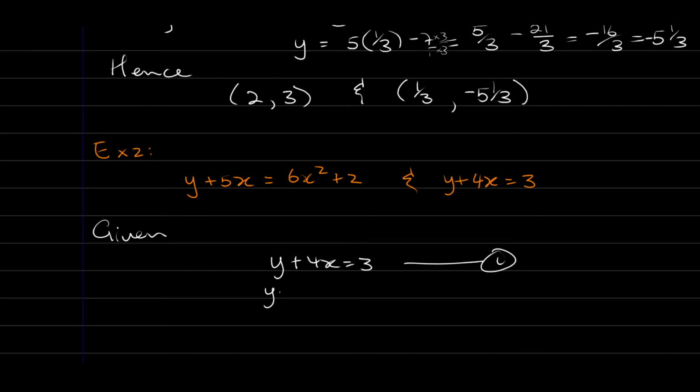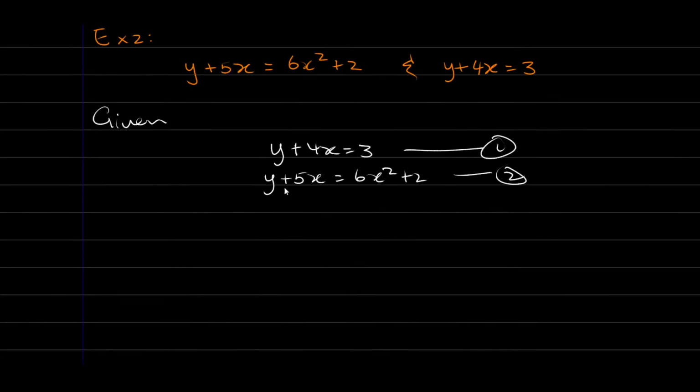So we have here that y plus 5x is equal to 6x squared plus 2. We'll call this equation number 2. And then what we're going to do is take equation number 1 and rearrange it so we can make the substitution here. Again, we don't want to substitute this into here because later on it'll be troublesome to solve a quadratic just to find your x values. It can be done, but it's just troublesome for me.